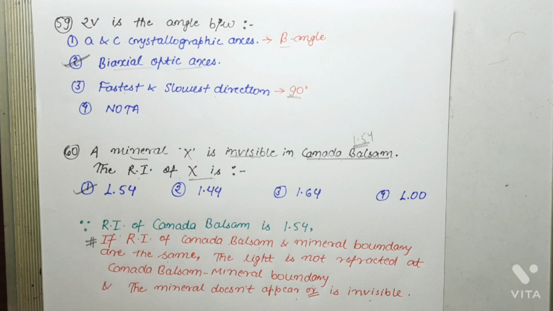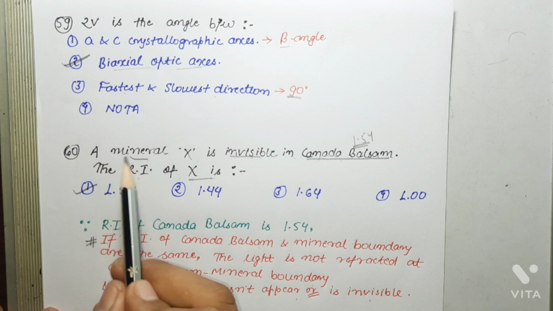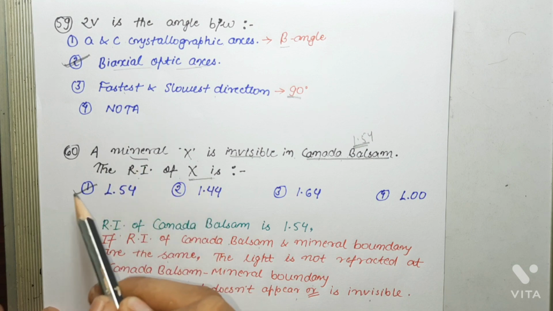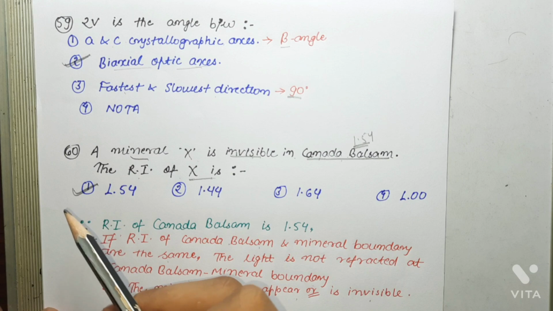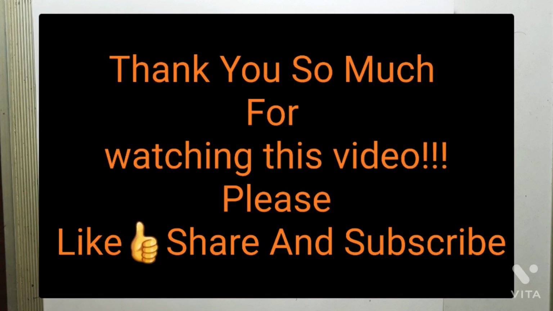Basically, as far as this question is concerned, the refractive index of mineral X will be 1.54. Correct answer is 1.54.